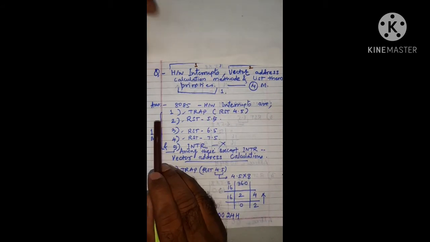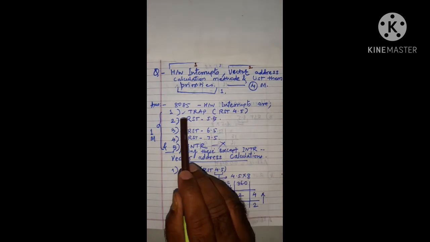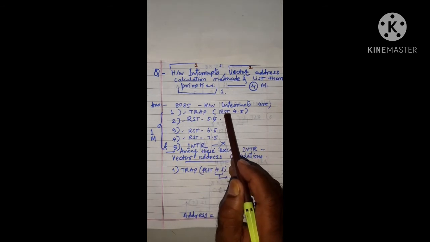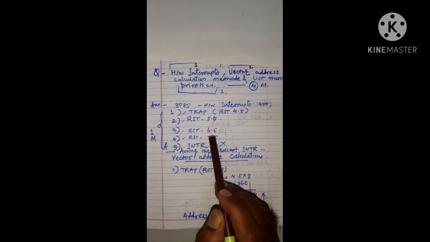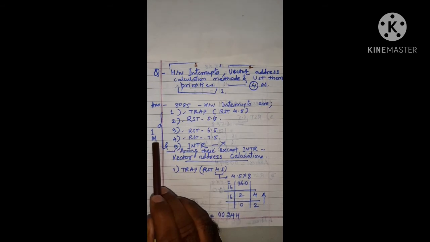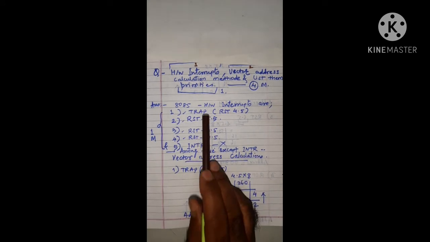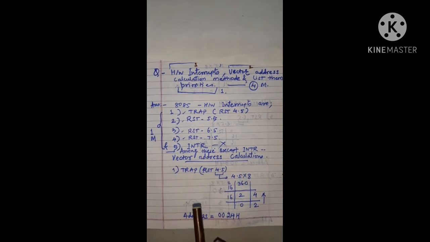Now the answering part. 8085 has hardware interrupts as follows. First is TRAP, which should be taken as RST 4.5. RST is short for restarting the execution from a new address. Then RST 5.5, RST 6.5, RST 7.5 and INTR. So listing these 5 interrupts has 1 mark. Now among these, except INTR, the remaining ones have their own vector addresses. These vector addresses can be calculated as follows.